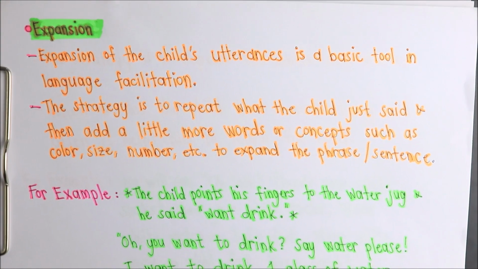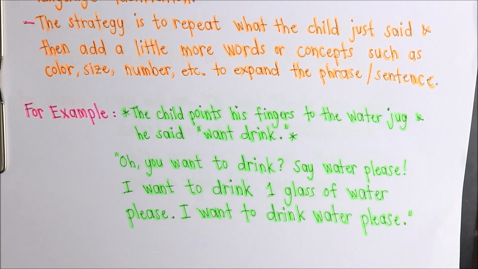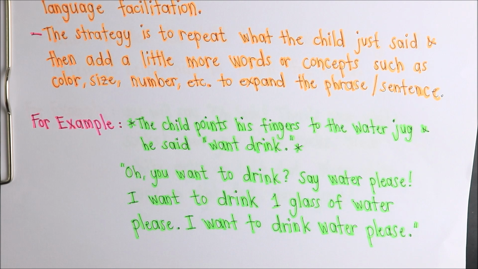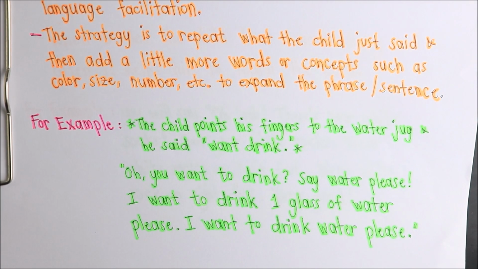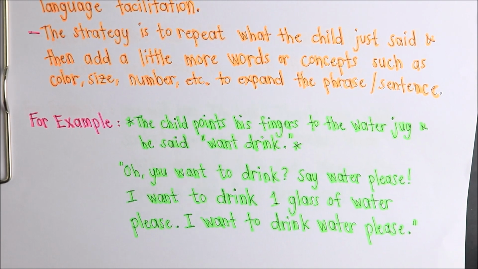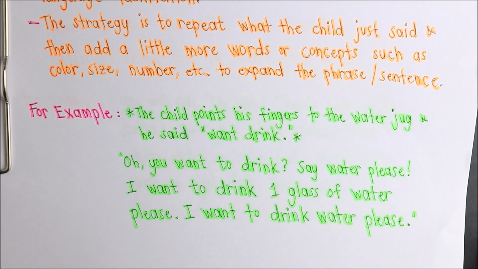For example, the child points his finger to the water jug and he says, "Want drink?" And you will say, "Oh, you want to drink? Say water, please." "I want to drink 1 glass of water, please." "I want to drink water, please."